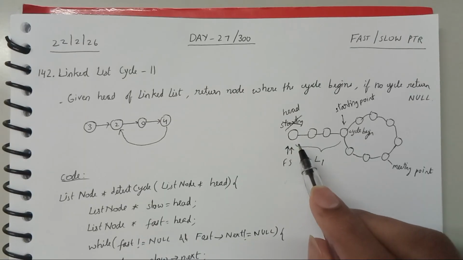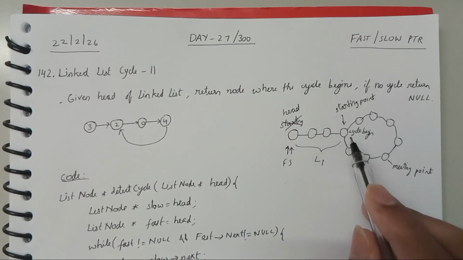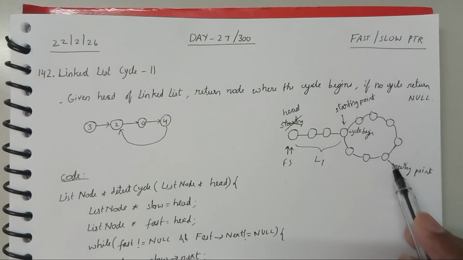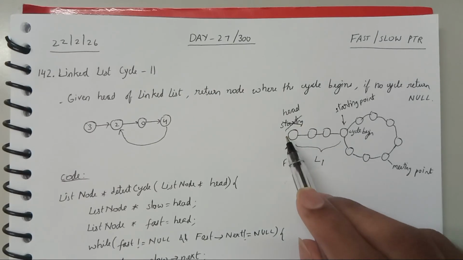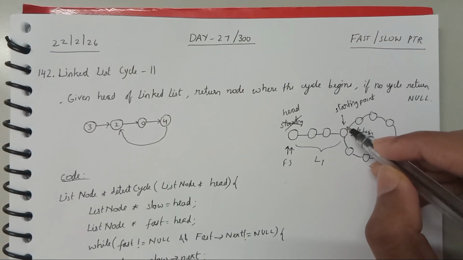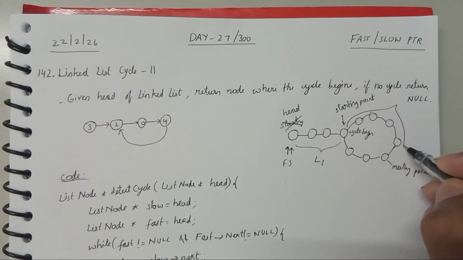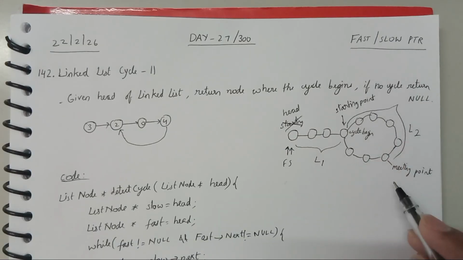Now the core logic is, if we check this linked list here, this is the head, this is the starting point of the cycle, and here let's say the two pointers meet here. If this is the length from the head to the starting point, L1, and suppose from the starting point to the meeting point, this is L2, that is the length from the starting of the cycle to the meeting point.